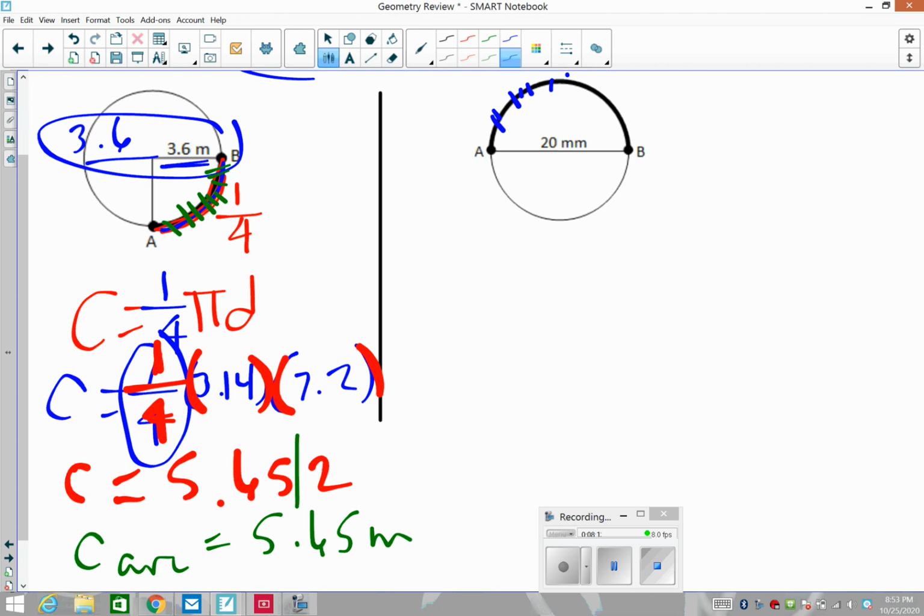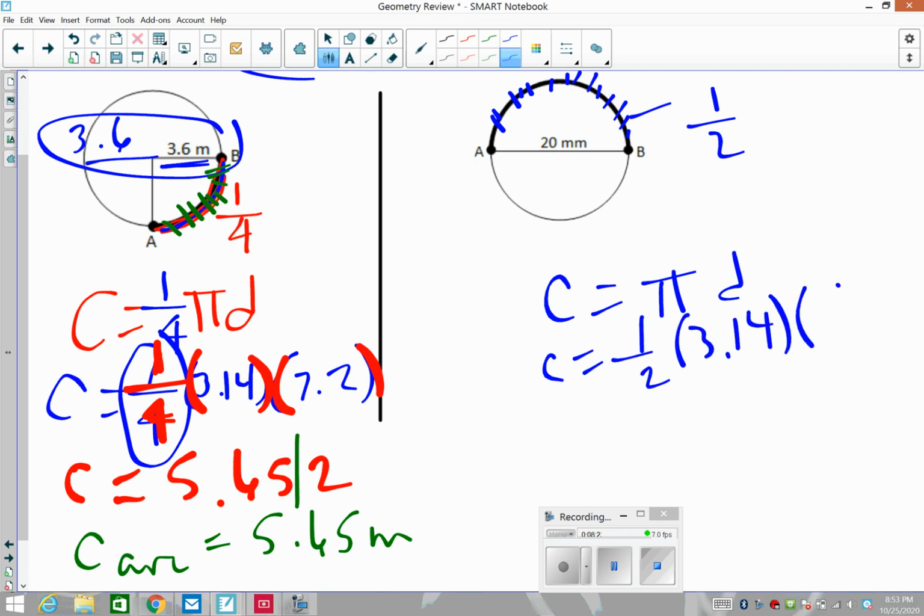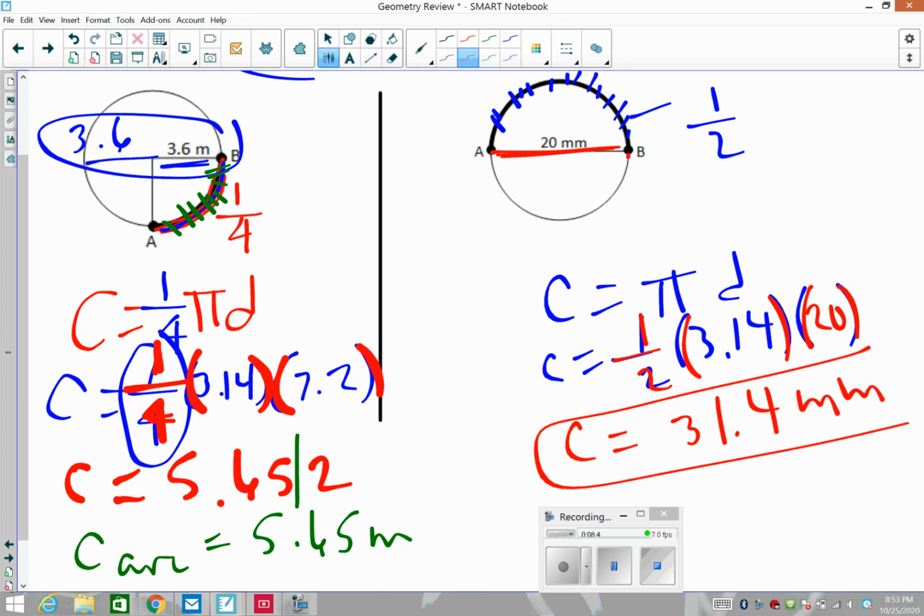What is the arc length? The shaded region would be 1/2. So we're still talking about the crust, or the distance around, but we're taking 1/2 of pi times the distance across. The line that goes from side to side passing through the center is 20. Again, 1 divided by 2 times this times that would be 31.4 millimeters, just millimeters, because we're just talking about the distance here. That's called arc length when we're taking part of the crust. Okay, moving on to the next slide.